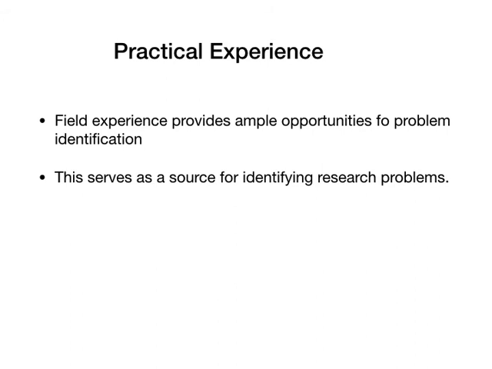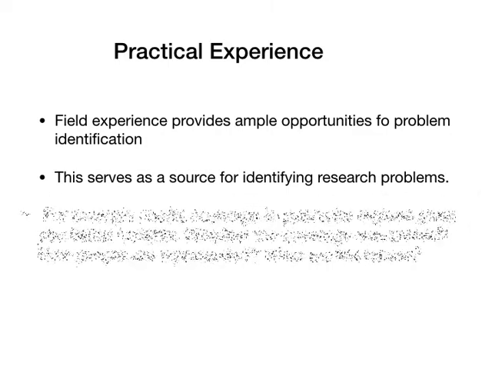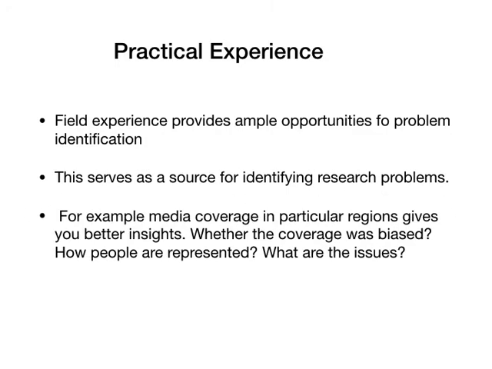For example, media coverage in regions gives you better insights, whether the coverage was biased, how people were represented, were they shown in limelight, were they ignored, because they say that stereotyping takes place in a number of ways, and one way can be by over representing people, by underrepresenting people, or by not showing them at all.